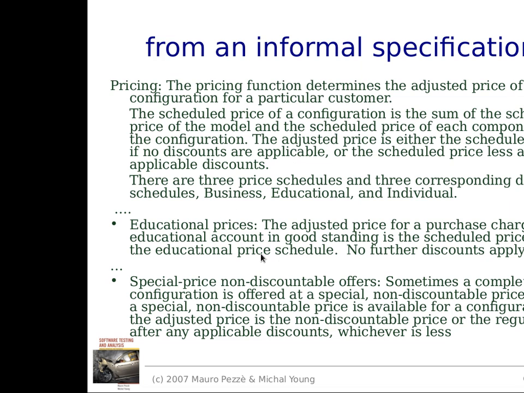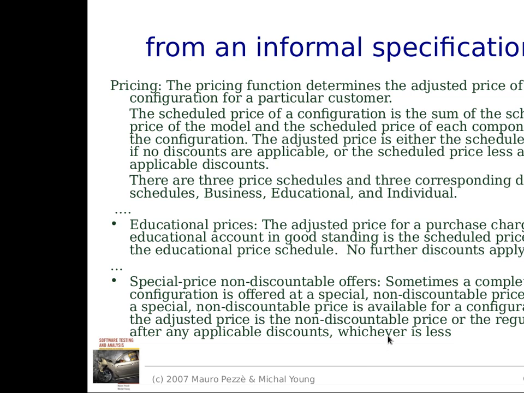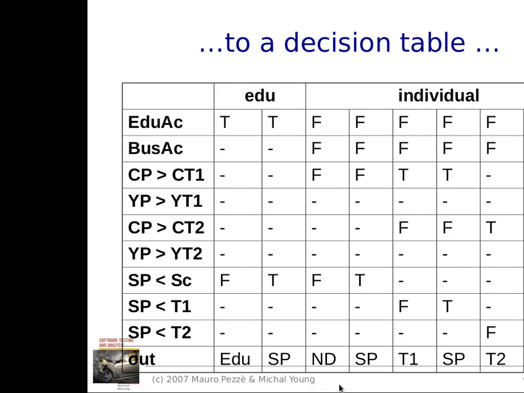Do notice that educational prices are charged based on the educational account in good standing. No further discounts apply. Special price non-discountable offers: sometimes a complete configuration is offered at a special non-discountable price. When a special price is available for a configuration, the adjusted price is the non-discounted price, etc., etc., or whichever is less. So when you have a special price or multiple discounts, you just figure out the one that's less and then you take that.